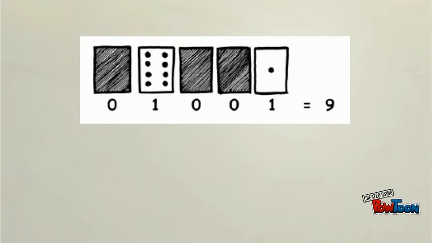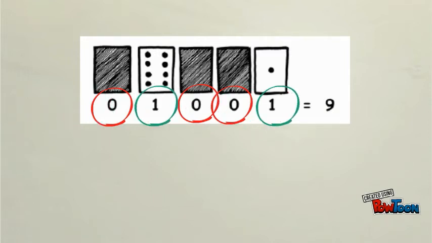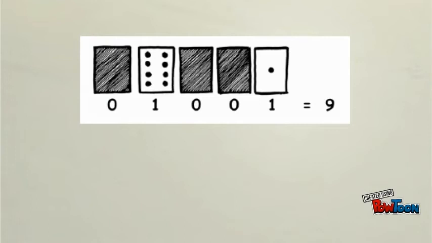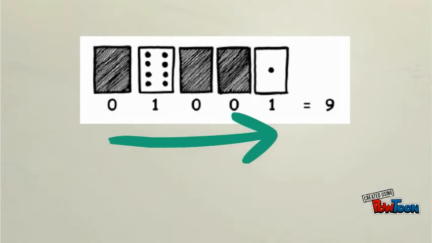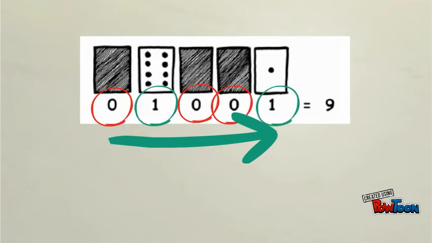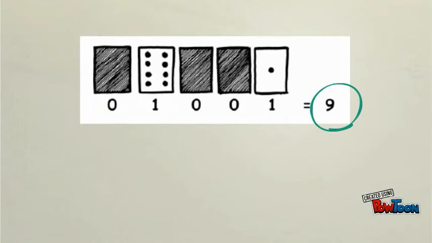We can use these cards to make numbers by turning some of them face down and adding up the dots that are shown. When a binary card is not showing, or when it's face down, it is represented by a 0. When it is showing, it is represented by a 1. This is the binary number 01001. The cards that are face down are worth 0. The ones that are face up are referred to as 1. If you add up all of the dots that are showing, you get what we call, in base 10, the number 9.